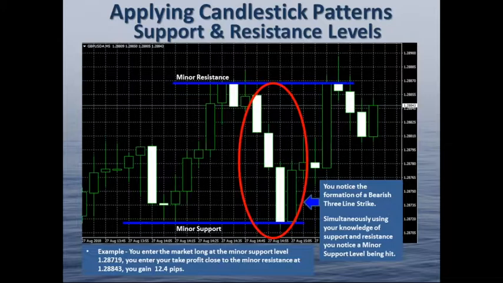could choose to enter the market long at 1.28719, the minor support level. This would be prior to the bullish momentum taking place. If you were to then add a take profit close to the minor resistance level, say at 1.28843, you would have gained 12.4 pips. However, please bear in mind, past performance is not indicative of future results.